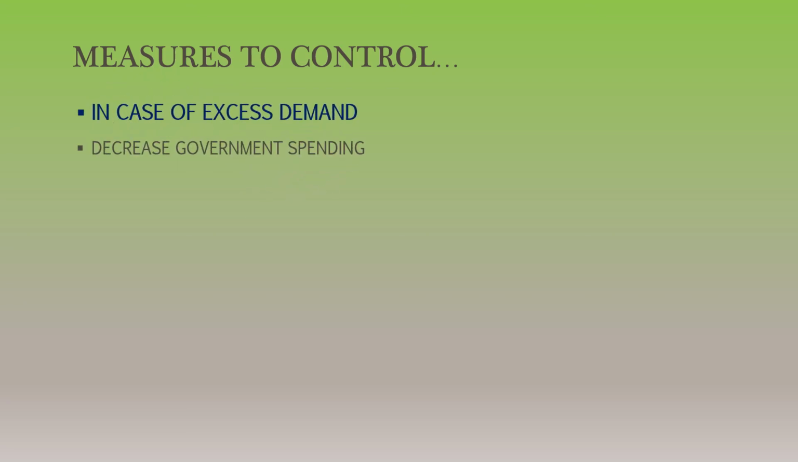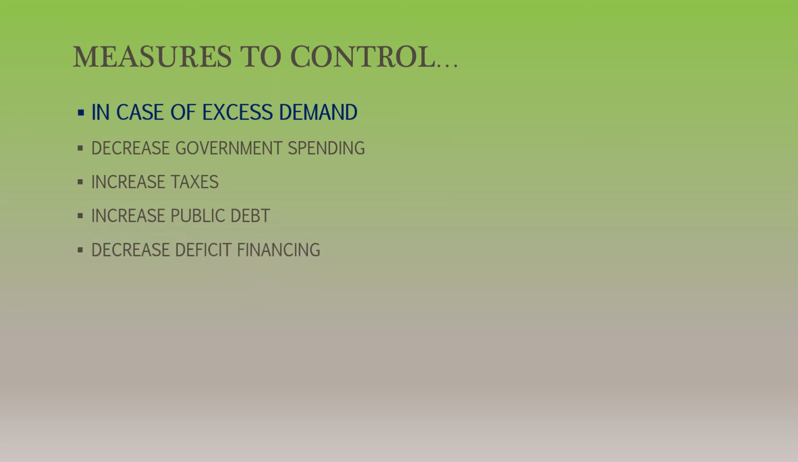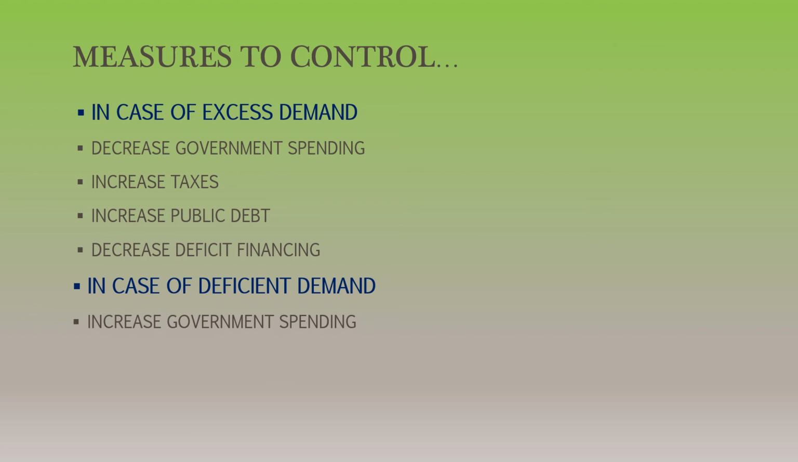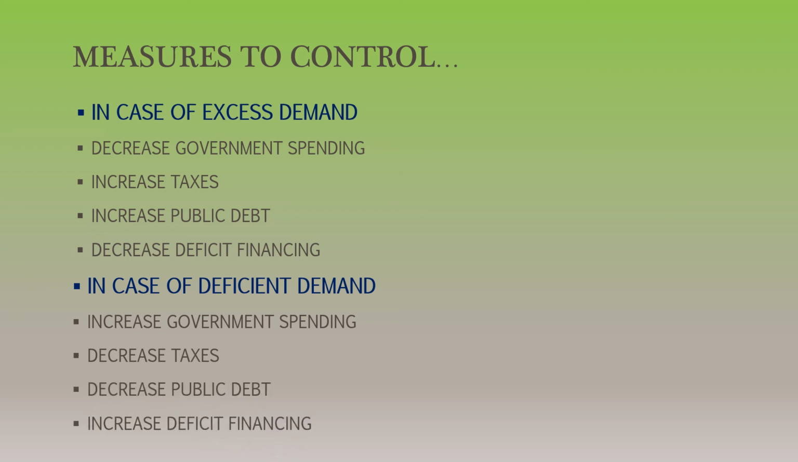So let's sum up the measures to control excess demand: decrease in government spending, increase in taxes, increase in public borrowing or public debt, decrease in deficit financing. Let's see the measures to control in case of deficient demand. Opposite: increase in government spending, decrease in taxes, decrease in public debt, and increase in deficit financing.